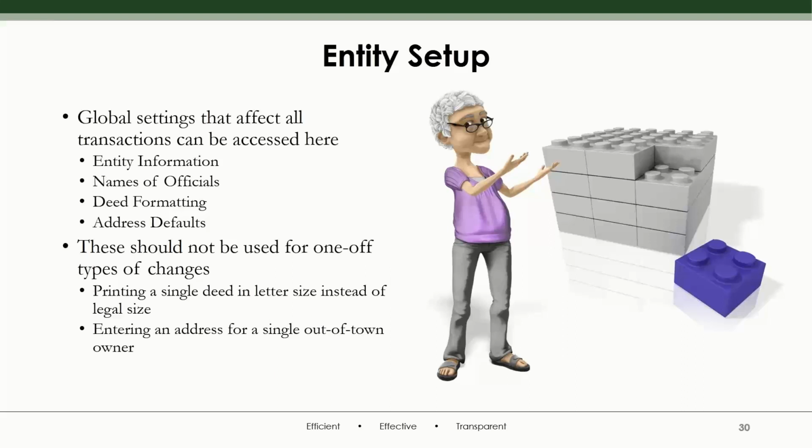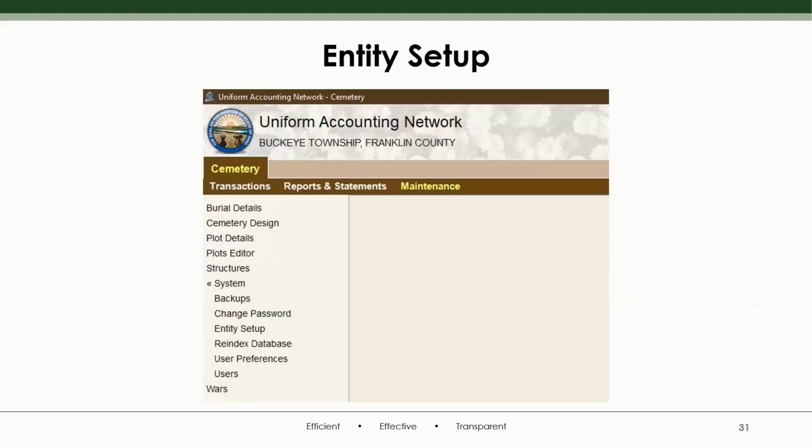Like for instance, if you want to print a single deed to letter size instead of legal, that should just be done on that print screen and not in entity setup. Same with entering an address for a single out-of-town owner. That should always be done individually and not through entity setup. One can get to entity setup through cemetery, maintenance, entity setup.